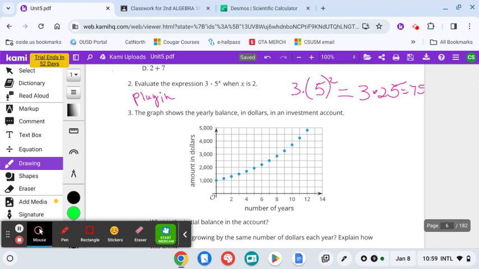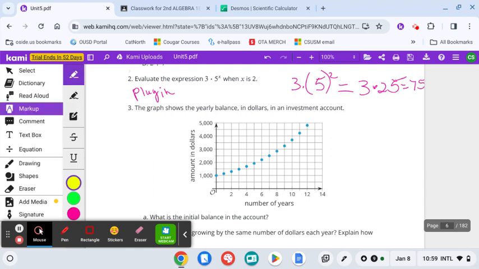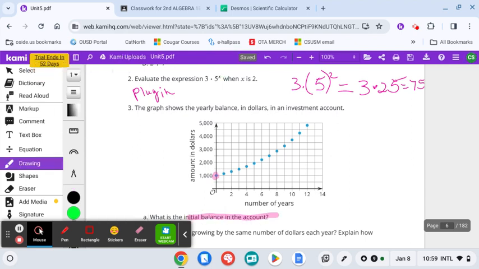So we're really testing to see if you know how to use the calculator to get a power button. Next, the graph shows the yearly balance in dollars in an investment account. So notice this curving that's happening on the graph. And what is the initial balance in the account? So they're asking for that vertical intercept, initial balance in the account. You got it. It has 1,000 in the account to start.